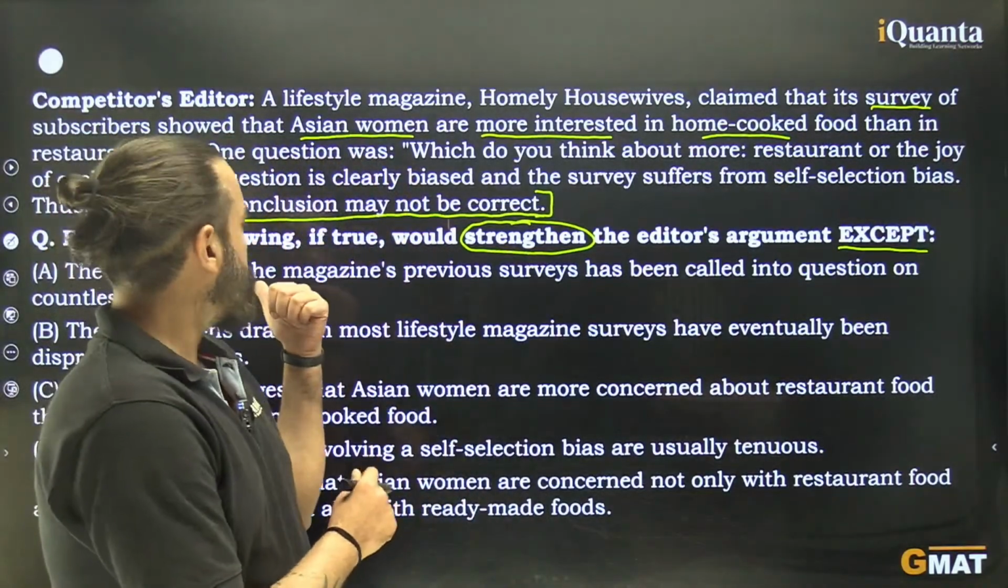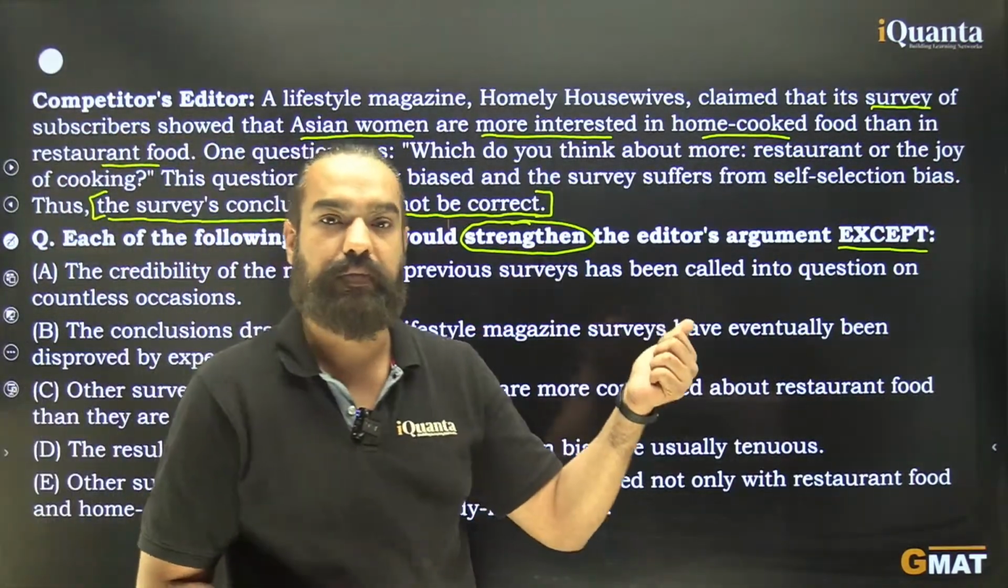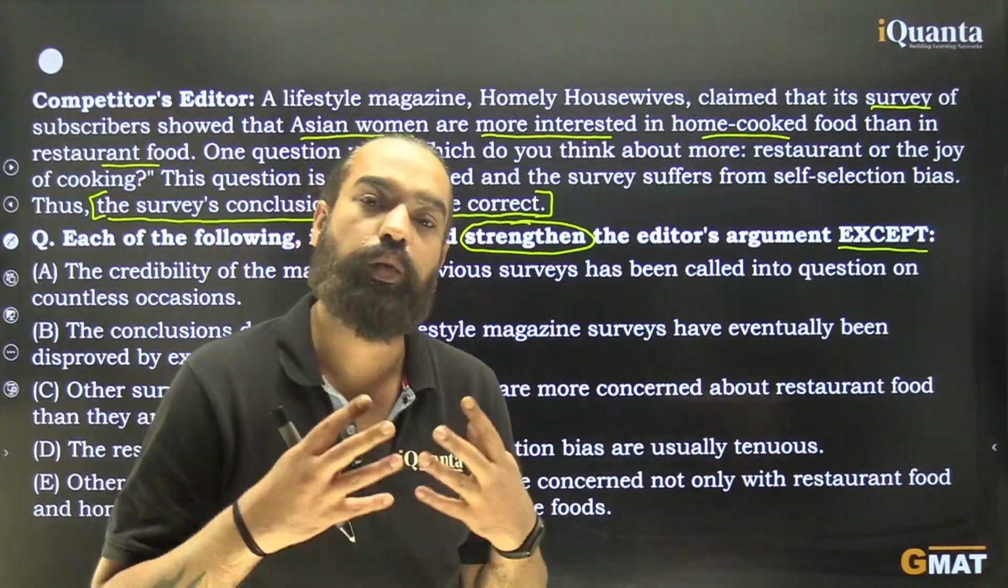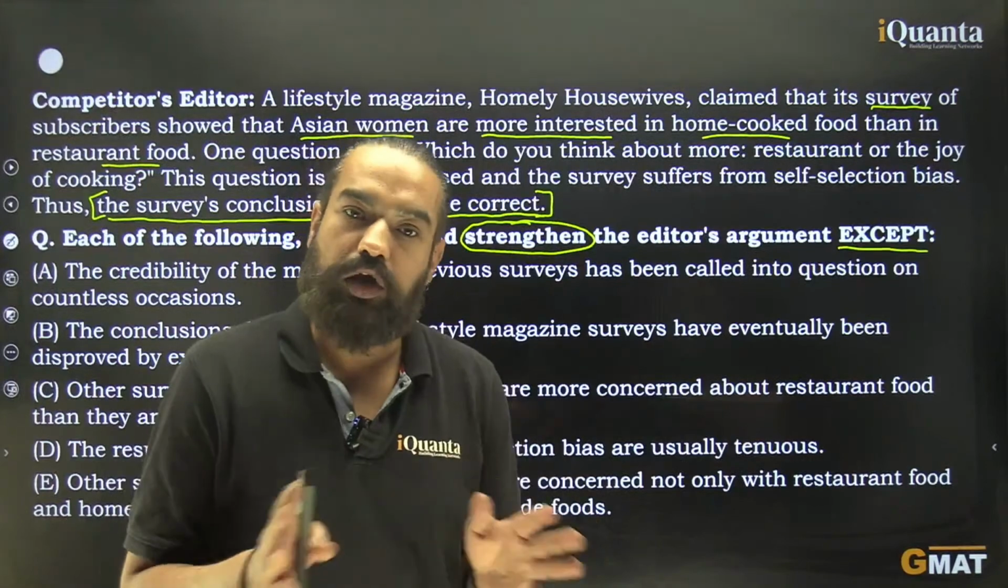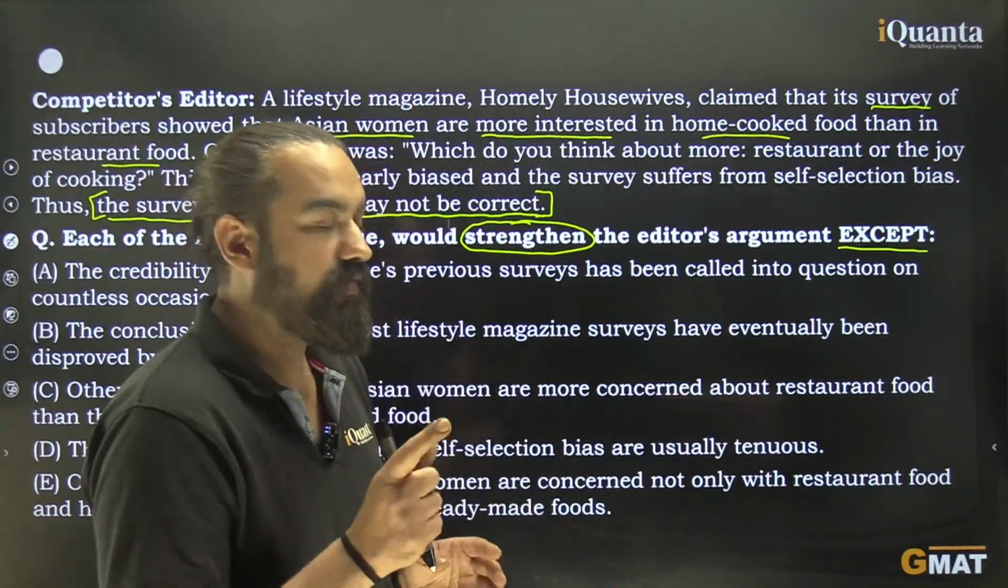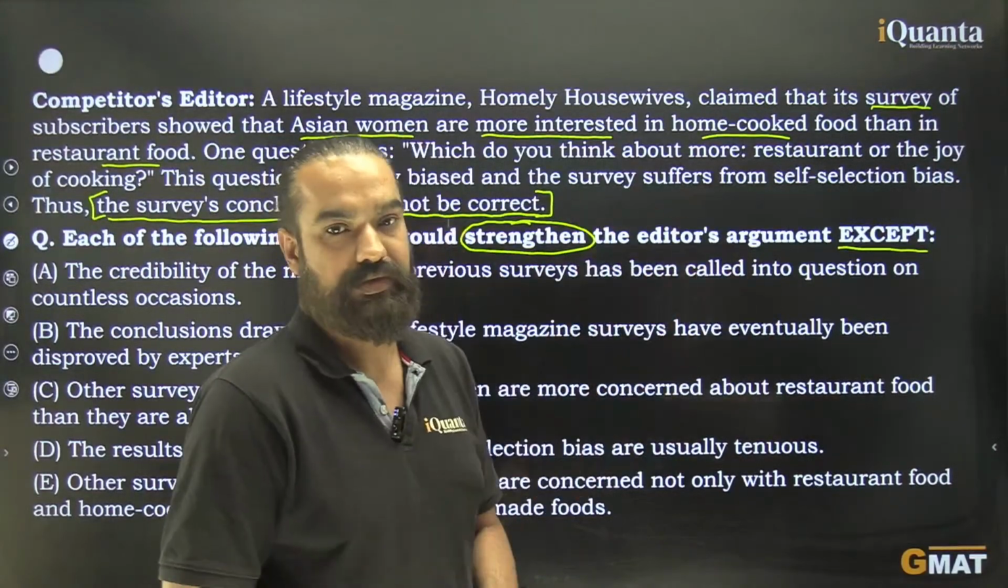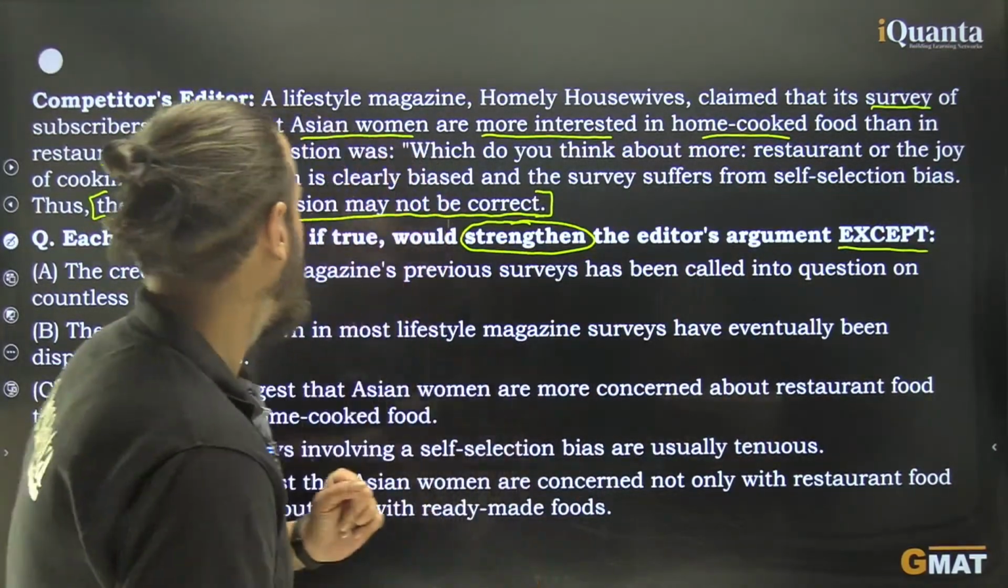Now, one thing you have to understand is, when I say these would strengthen the editor's argument except, it does not mean that the one which does not strengthen the argument weakens it. It may not be affecting the argument at all, but even if it's not affecting the argument, it is at least not strengthening it. Right? I hope that's clear. Okay.